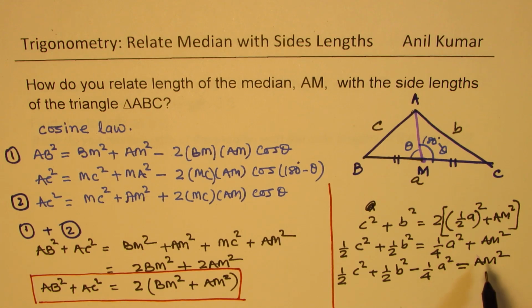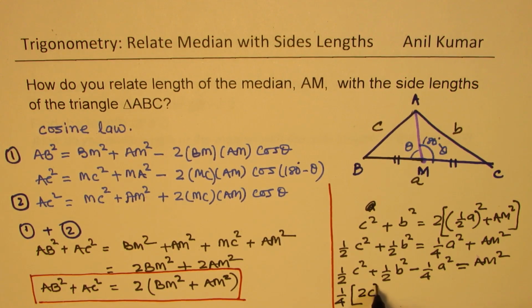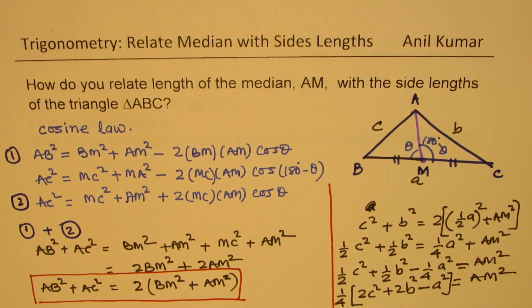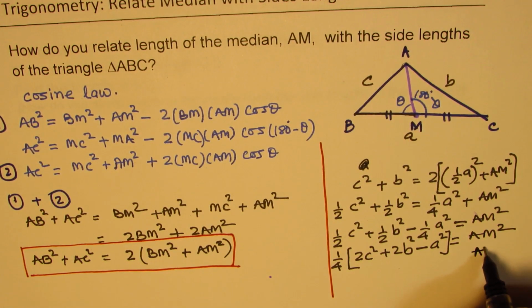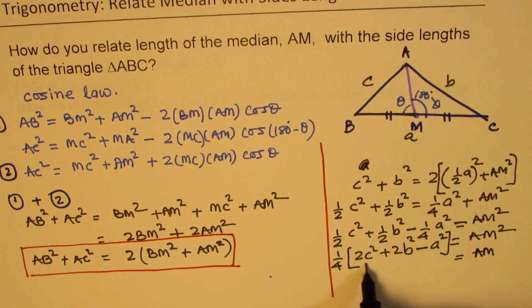Correct? Now, taking 1/4 common, we get 2 times C square plus 2 times B square minus A square equals AM square. AM will be the square root of this, right? So let me just push this a bit forward and write the formula. Finally, AM is equal to half of the square root, because the square root of 1/4 is half, of 2C square plus 2B square minus A square.